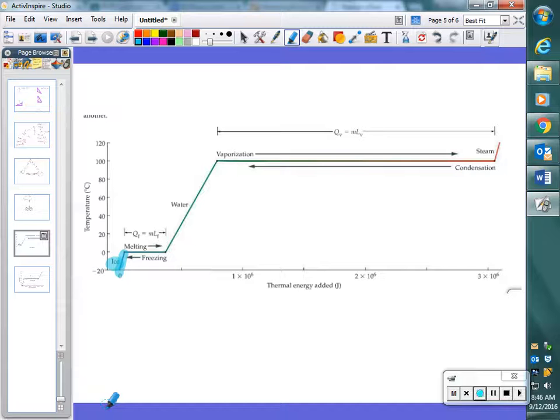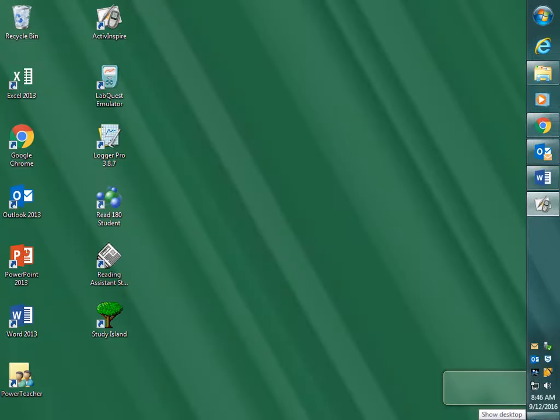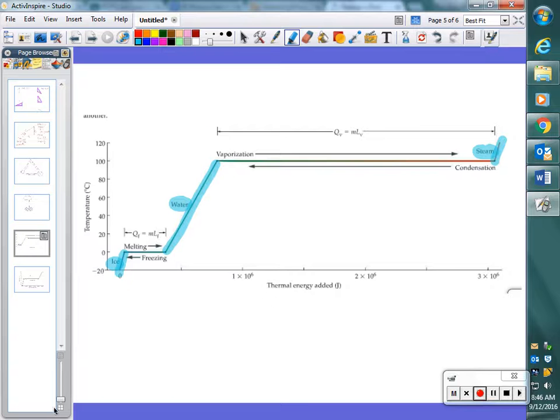Temperature is on the y-axis, and thermal energy added is on the x-axis. This makes sense. As thermal energy is added, the temperature goes up. Okay? That's true. And during this phase right here, it's labeled as water, and we see the same thing. And then up here at the top, labeled as steam, and we see the same thing. But there are these plateaus here and here.